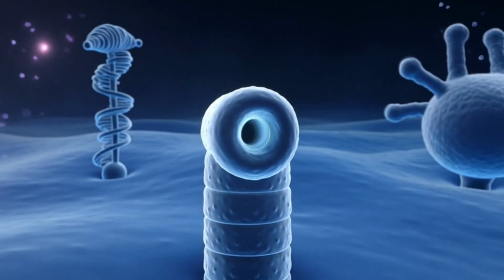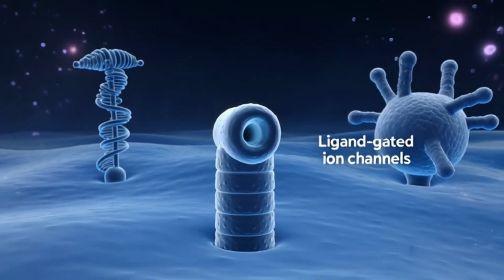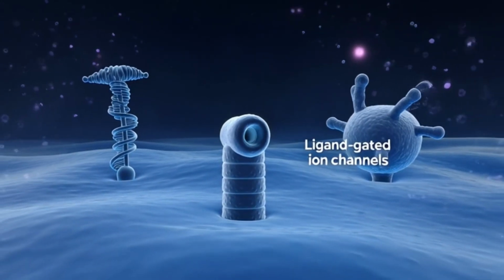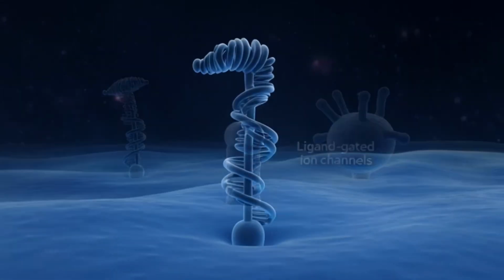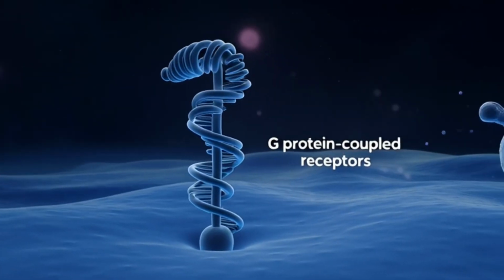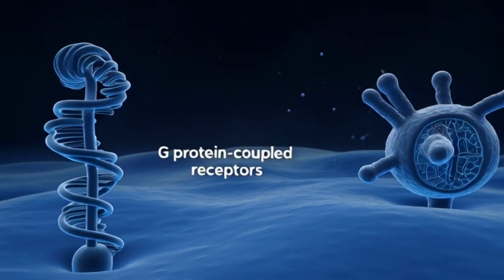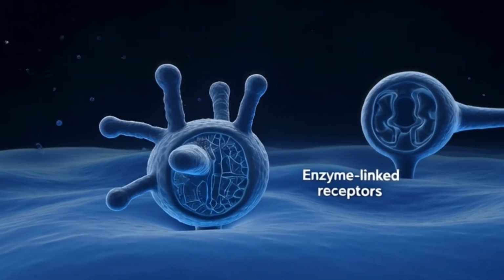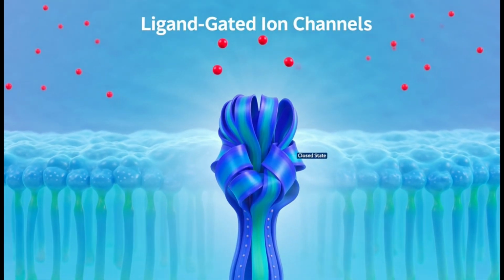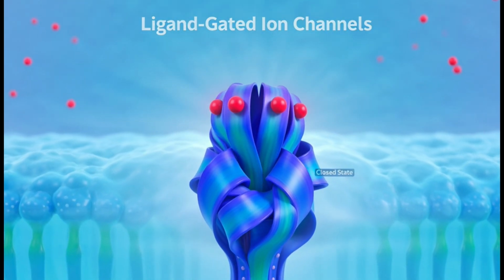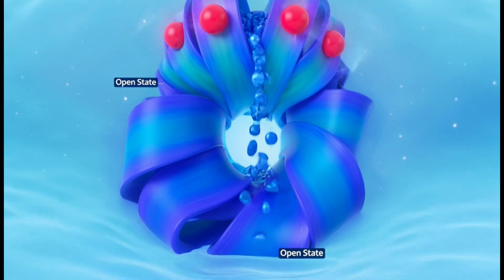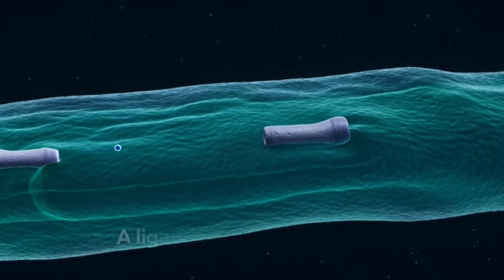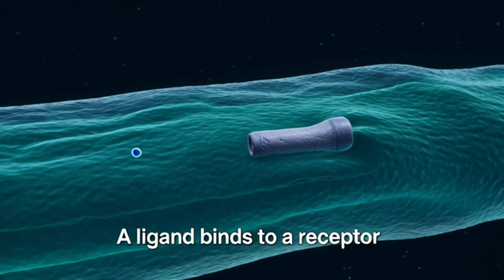The receptor types that matter most for pharmacology can be grouped into four categories: ligand-gated ion channels, G-protein-coupled receptors, enzyme-linked receptors, and intracellular receptors. Let's go through each one. We'll start with ligand-gated ion channels, since this is probably the simplest of the four to understand. A quick reminder, a ligand is just a molecule or ion that binds to a receptor.